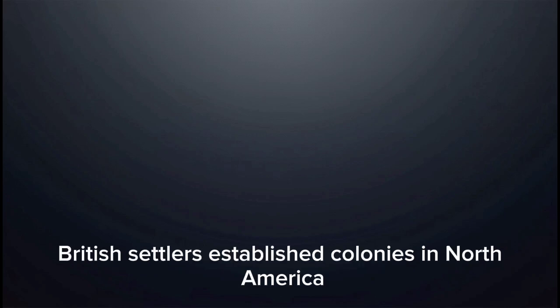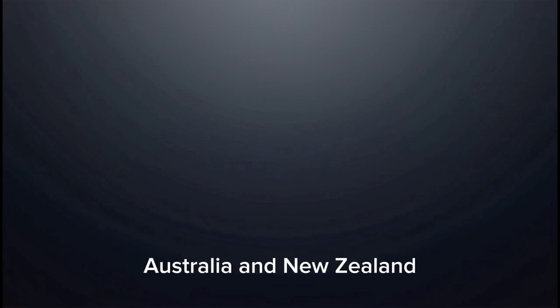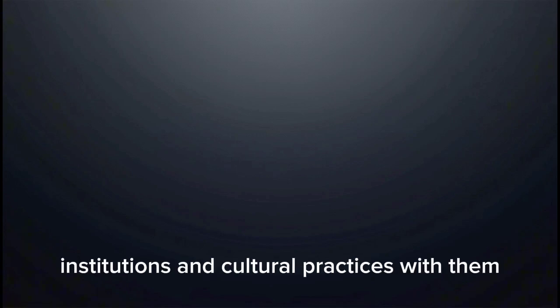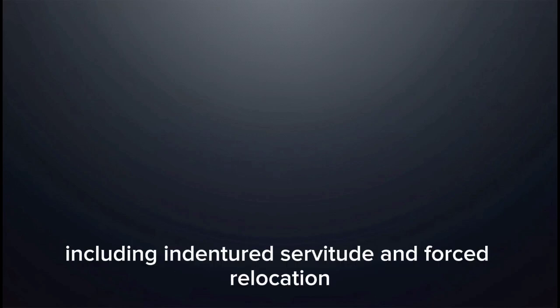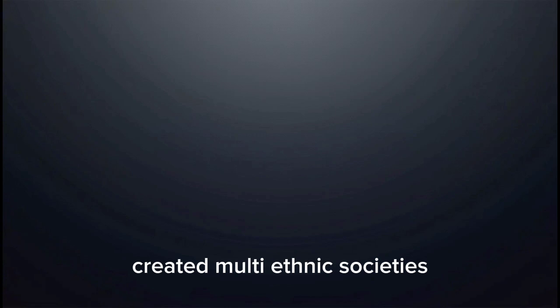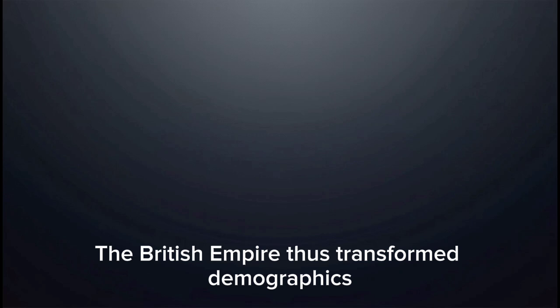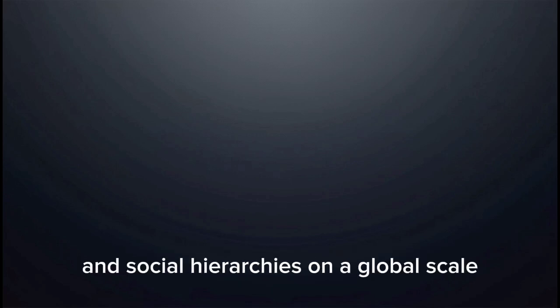British settlers established colonies in North America, Australia, and New Zealand, bringing European social norms, institutions, and cultural practices with them. At the same time, labor migrations, including indentured servitude and forced relocation, created multi-ethnic societies with complex social dynamics. The British Empire thus transformed demographics, labor relations, and social hierarchies on a global scale.